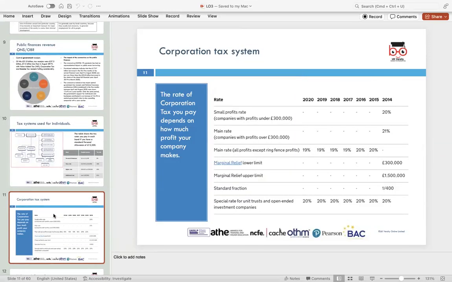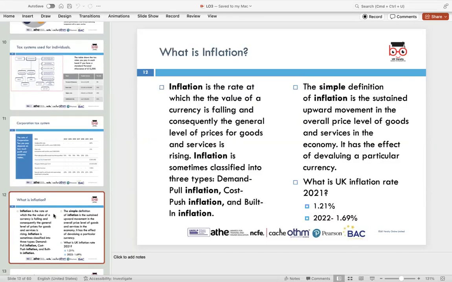The rate of corporation tax is determined by the amount of profit that firms make. The structure of the system is determined by the levels of profit that the organization generates.